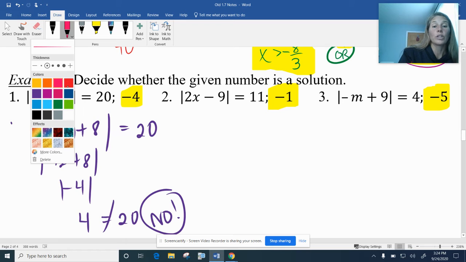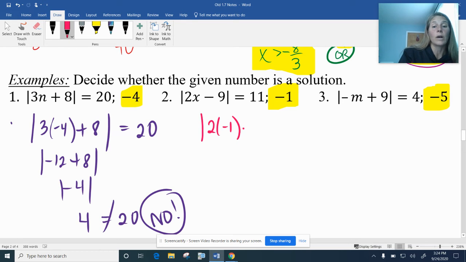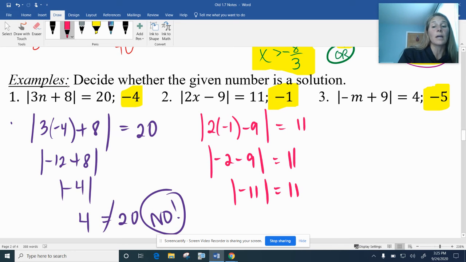For number 2, we're going to plug in a negative 1. Okay, 2 times negative 1 is negative 2. Negative 2 minus 9 is negative 11, and the absolute value of negative 11 does equal 11, so this one would be yes.